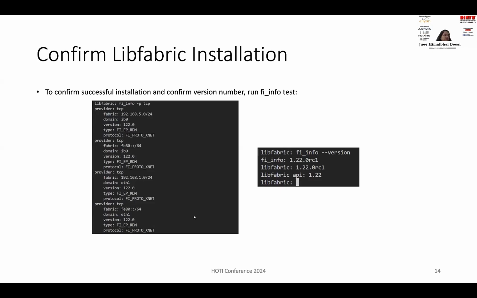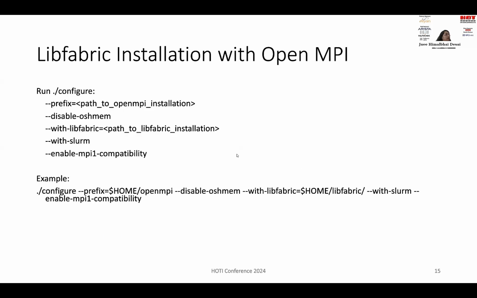And let's see how we can see the version. So fi_info --version will tell you which version exactly did you install. So it also gives you the Libfabric .so version, and also the API versions. So we'll see how this works out in our example.